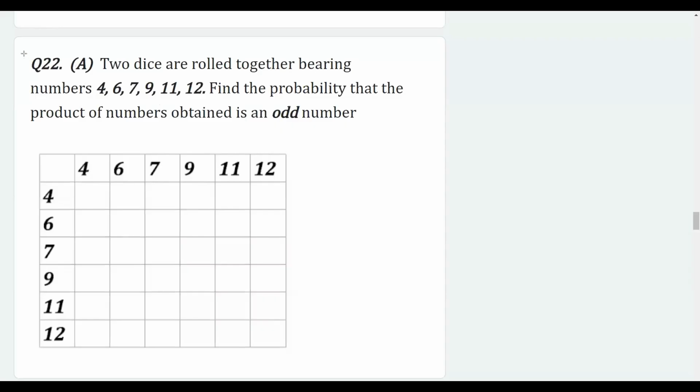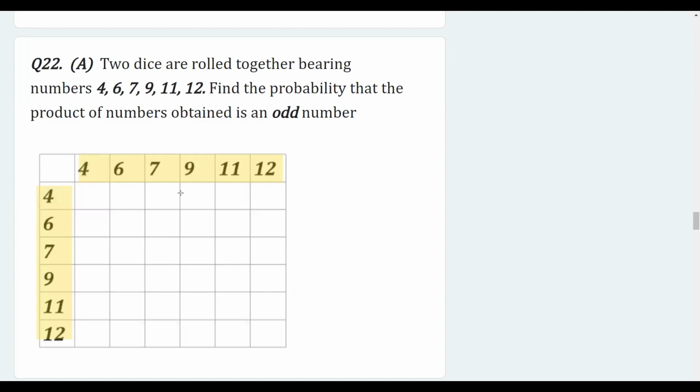The next is question number 22, part A. There are two parts, A and B, with an OR option. It says two dice are rolled together bearing the numbers 4, 6, 7, 9, 11, 12, not standard dice. What is the probability that the product of these numbers is odd? So you can see that I have taken two dice with the numbers as stated. From the figure, you can figure out that there are altogether 36 observations, six times six.